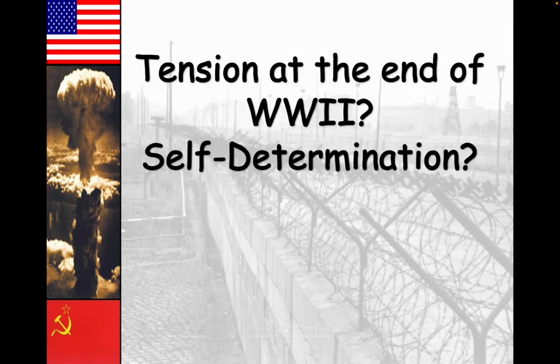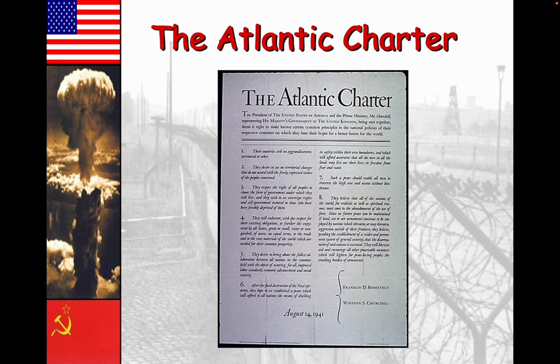So when we talk about the tension that arose because of the end of World War II and allowing people to choose their own form of government, this is really a result of disagreements over the post-war world. Let me explain. It begins with the Atlantic Charter. And the Atlantic Charter was a secret agreement between the United States and Great Britain that outlined the goals of the war for the Allies.